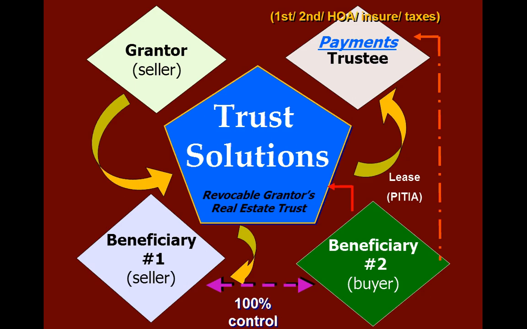So what you really have are three transactions here: the creation of a trust, an additional beneficiary agreement, and a triple net lease arrangement between beneficiary number two and the trust that gives beneficiary number two occupancy rights to the property.